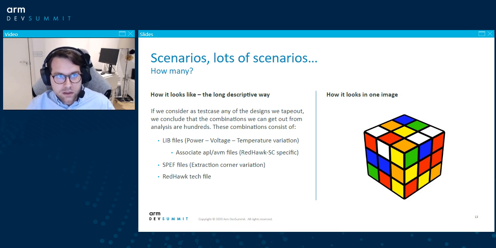A simple approach consists of library files which have power, voltage, temperature variation, along with the associated APL and AVM files, which are Redhook specific ones, spec files, which are the extracted wire network for all corner variations, and the Redhook tech file, which indicates the layers used and their behavior. If we skip that long descriptive way, a good image to keep from this slide is the Rubik's Cube. All the potential combinations of all the corners can be represented as a Rubik's Cube.